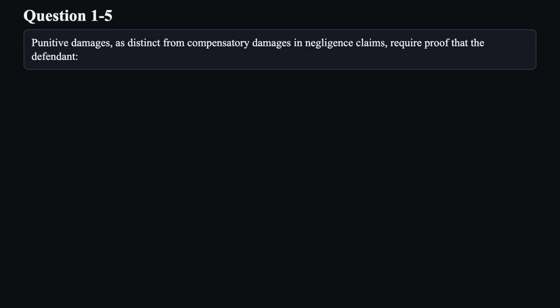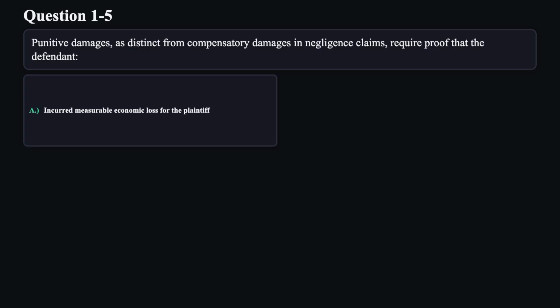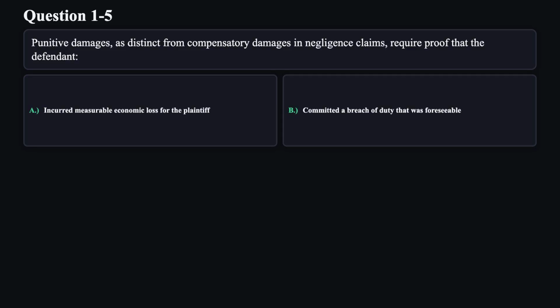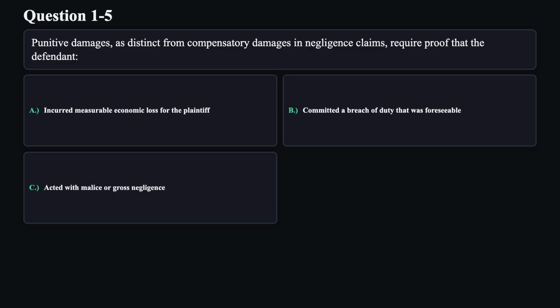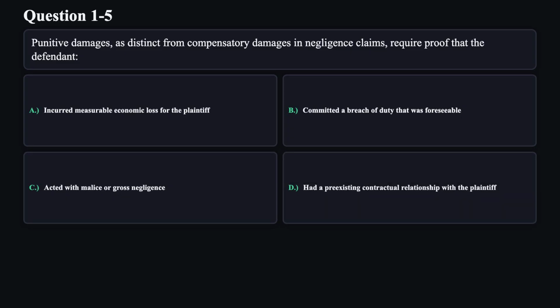Question 5. Punitive damages, as distinct from compensatory damages in negligence claims, require proof that the defendant: A. Incurred measurable economic loss for the plaintiff. B. Committed a breach of duty that was foreseeable. C. Acted with malice or gross negligence. D. Had a pre-existing contractual relationship with the plaintiff.